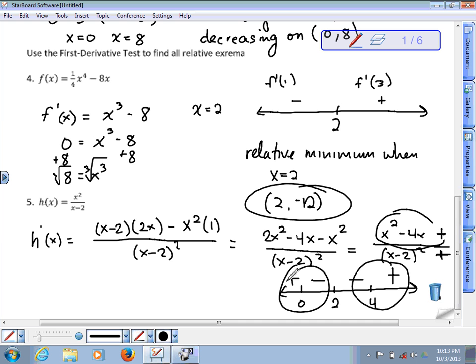So here the function is increasing, but then at x equals 0, it starts to decrease. So that has to be a minimum or a maximum, right? So there's a maximum when x equals 0. And here, because it's switching from a decreasing function to an increasing function, when x equals 4, we have a minimum.